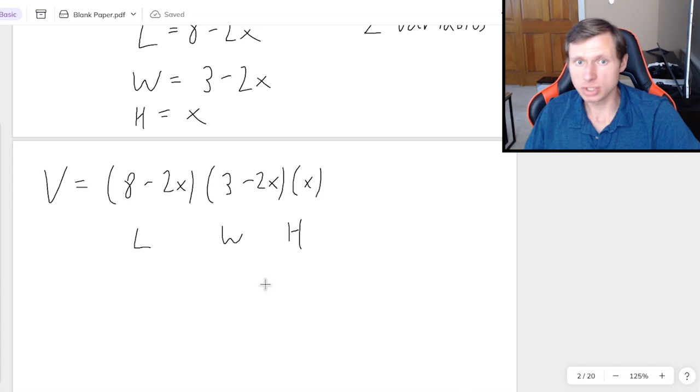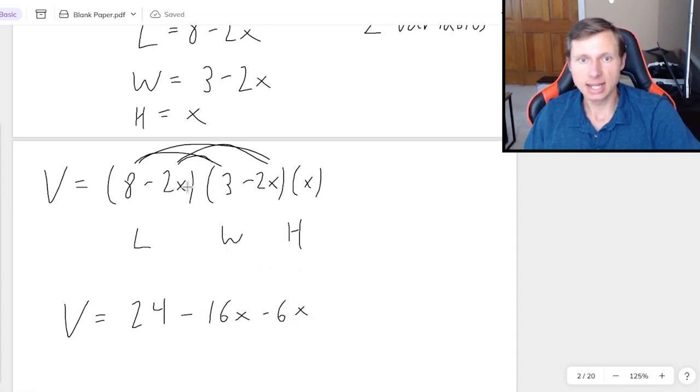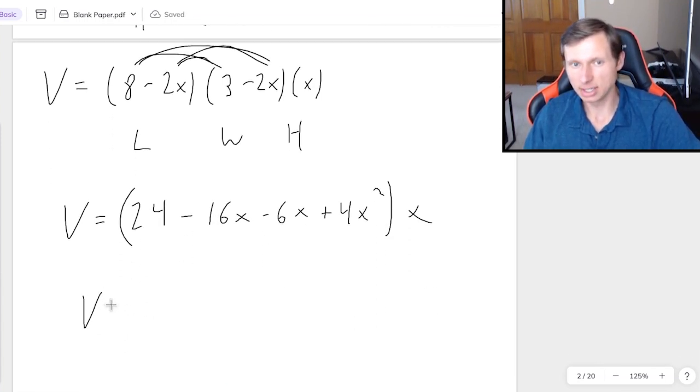And now I just have to start simplifying, taking the derivative, and all that stuff we do for all the other optimization problems. So to do that, I'm first going to FOIL these two. It's going to be 8 times 3, 24. Minus 8 times negative 2x, 16x. Negative 2x times 3 is minus 6x. And negative 2x times negative 2x is plus 4x squared. All of this still needs to be multiplied by x, but that's not too bad. It's going to be volume equals 24x.